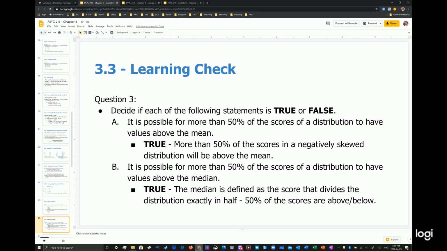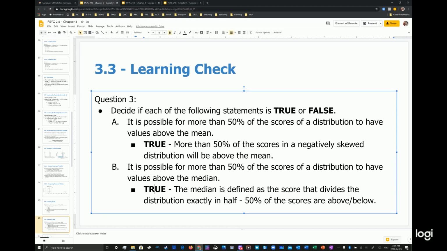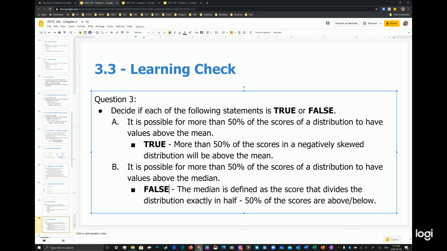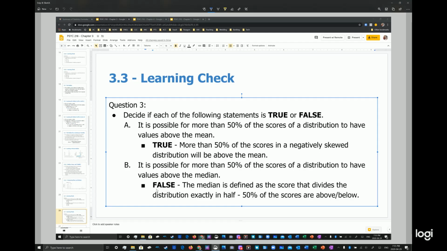And if you're looking at this and looking at part B and going, no, that can't be right, you're absolutely right. It's false. The definition pretty much speaks for itself, but just to make sure, yes, you can have, for the mean at least, because the mean is a balance point, and if there are distributions where it's negatively skewed, or positively skewed, then you can have more or less than 50% of the distribution being above or below the mean.